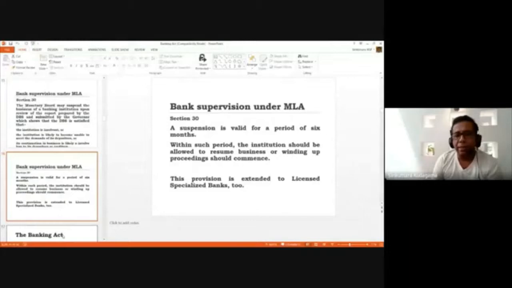This kind of suspension is valid for 6 months. Within such period, the institution should be allowed to resume business, or winding up proceedings should commence, right? If there is a correction, that correction can be done, and we can let them restart business. But if it is not possible, then winding up proceedings should commence, meaning that the company has to be liquidated. This provision is applicable to licensed specialized banks as well.